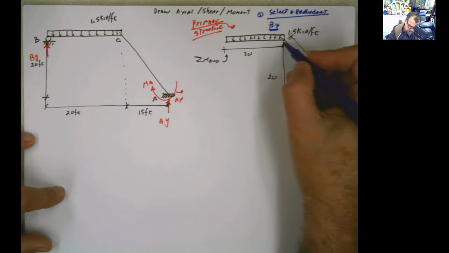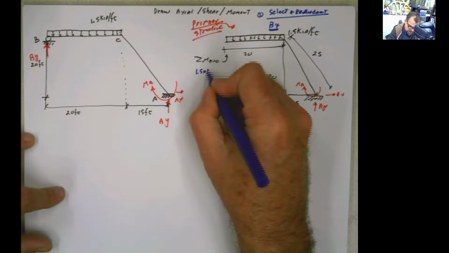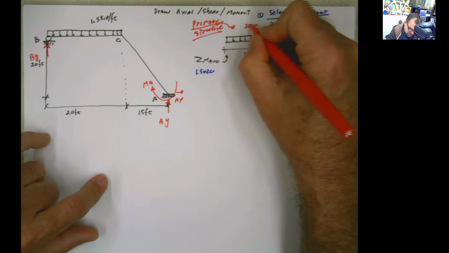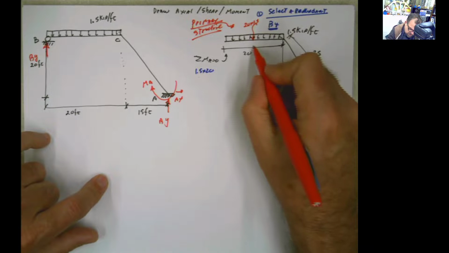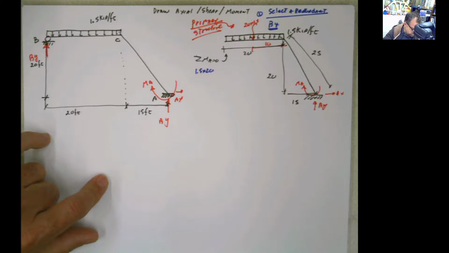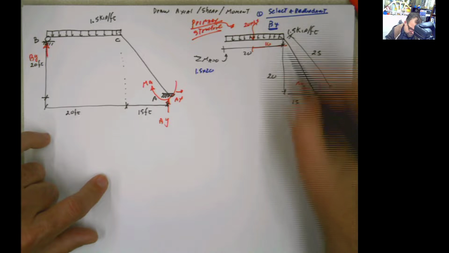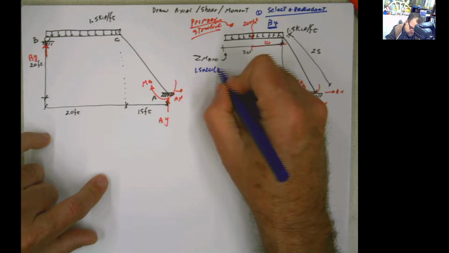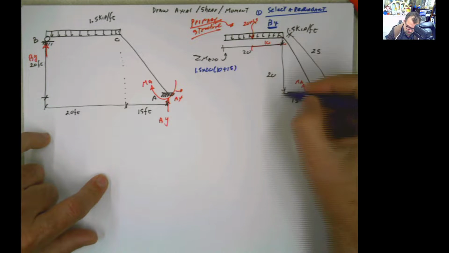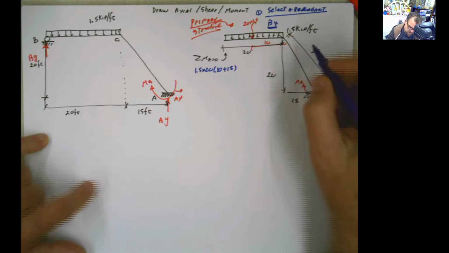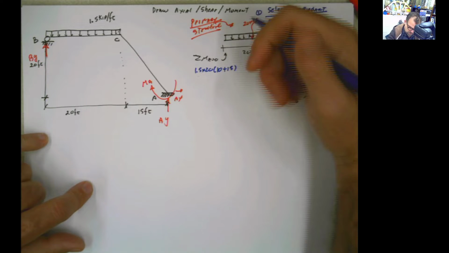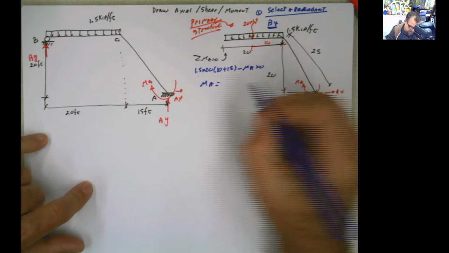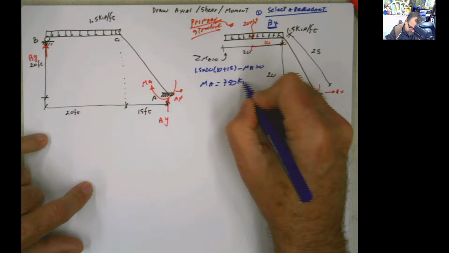Then you have this 20 times 1.5, 1.5 times 20. And remember, the distance from here to here is 10, and then you have this 10 and this 15. So it's going to be 1.5 times 20 times, I'm going to put it like this so when you review, you know what I'm talking about, 10 plus 15. And what else? Nothing else. MA, this is positive, this is negative, minus MA equals 0. And then we can calculate MA as 750 kip-feet.